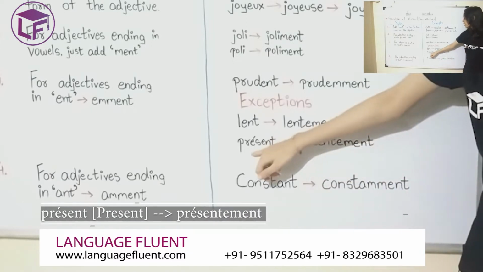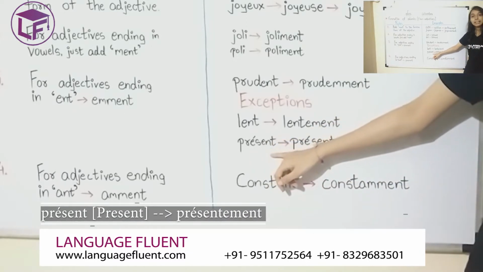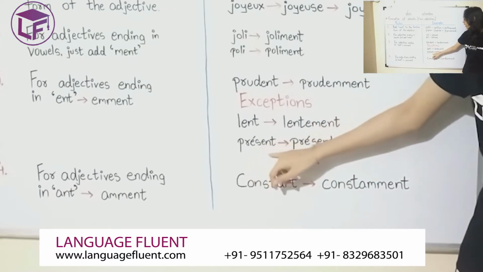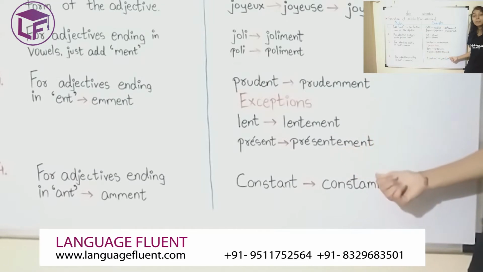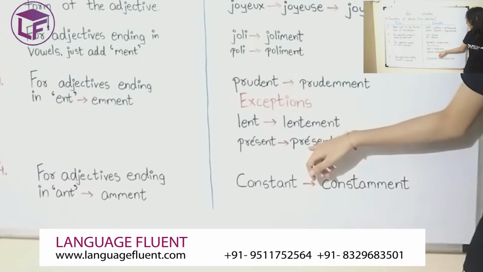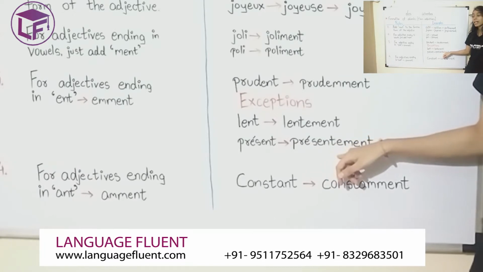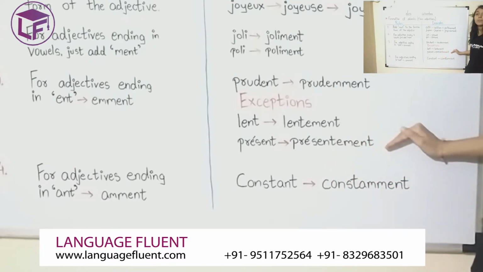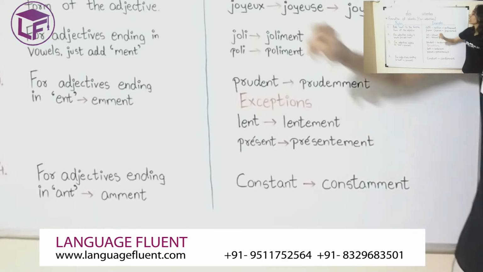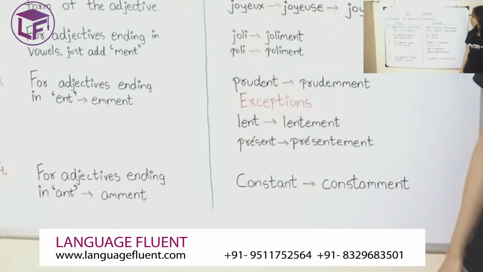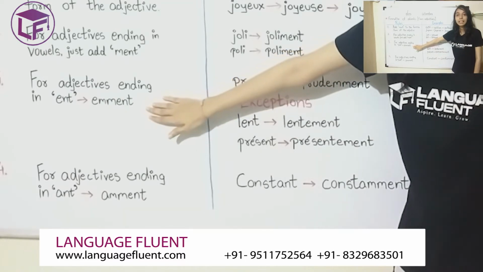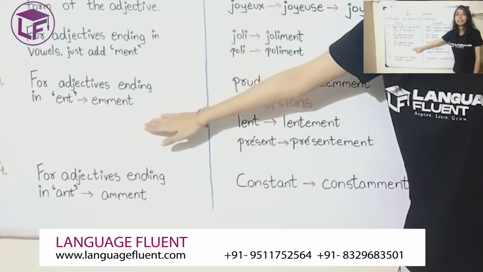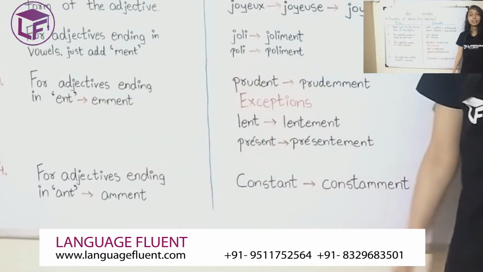The second exception is présent. Présent means present in English. Again, présent ends in -ent, but we make it feminine and we add -ment to it. Présente is the feminine form and we add -ment. So it becomes présentement. So in these two exceptions, we apply rule number 1. These are just exceptions, but the basic rule is for adjectives that end with -ent, we make it -emment by eliminating -ent. This is the third rule.